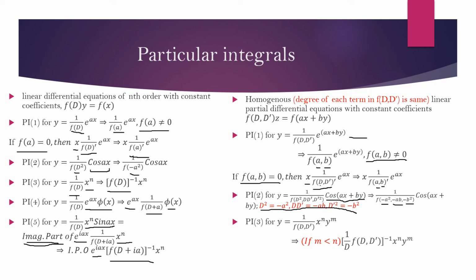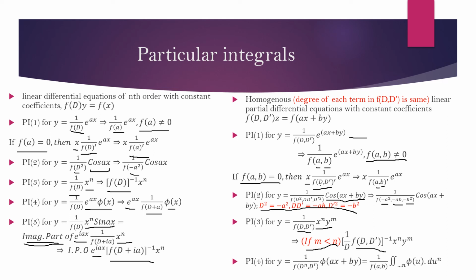And if x to the power n into y to the power m is considered for the PI, first we have to check whether m is greater than n or m is less than n. If m, that means the power of y, is less than the power of x, then we have to take D as common from the denominator term and use binomial expansion to solve the problem.